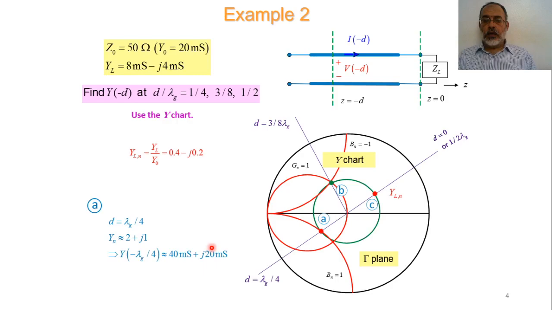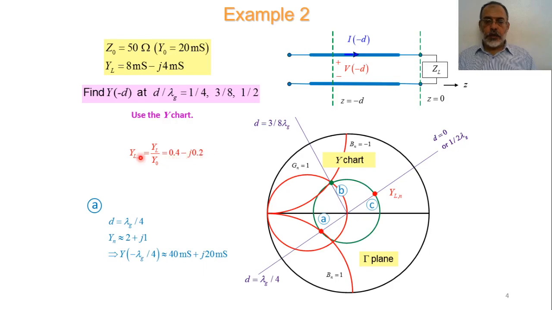Another example on the Smith chart of the admittance. Assuming that we have a load admittance 8 millisiemens minus j40 millisiemens, which is connected to a transmission line with characteristic impedance 50 ohm, or in other words, with characteristic admittance 1 over 50, which is 20 millisiemens. So in this case, the normalized admittance would be 8 over 20 minus j4 over 20. So the normalized admittance would be 0.4 minus j0.2.